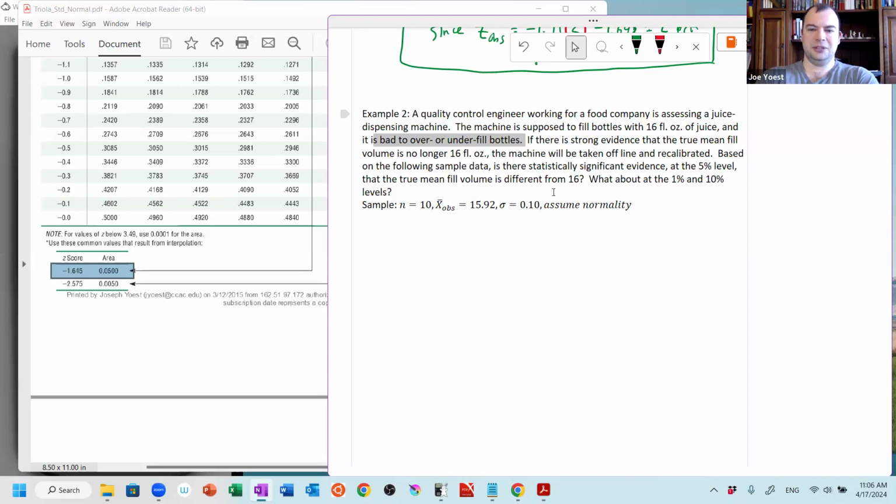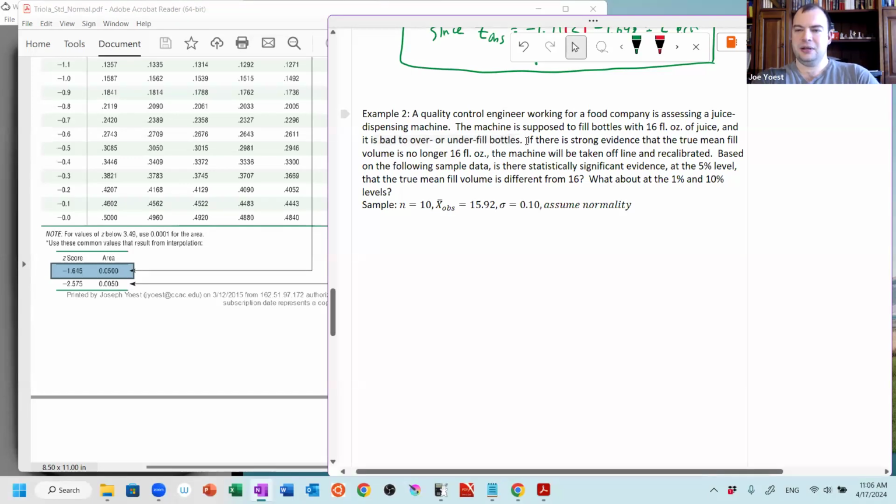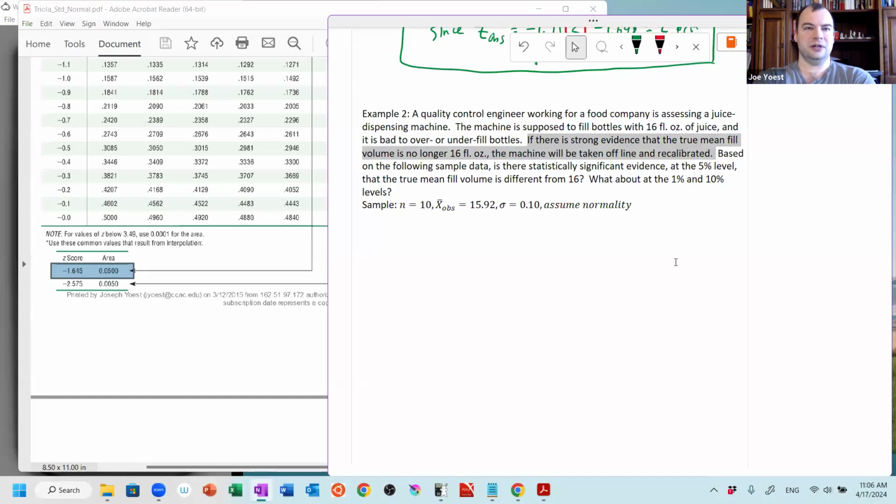It's probably bad just because of ethics, but it's also bad because if our competitors or a regulator or somebody comes in and figures out that we're on average underfilling our bottles, that's either going to get us in trouble or make us not look good or whatever. So if we have reason to believe that the true mean fill volume for a certain production line is no longer 16 fluid ounces, we'll take the machine offline, we'll recalibrate it, right? We'll investigate it, recalibrate it.